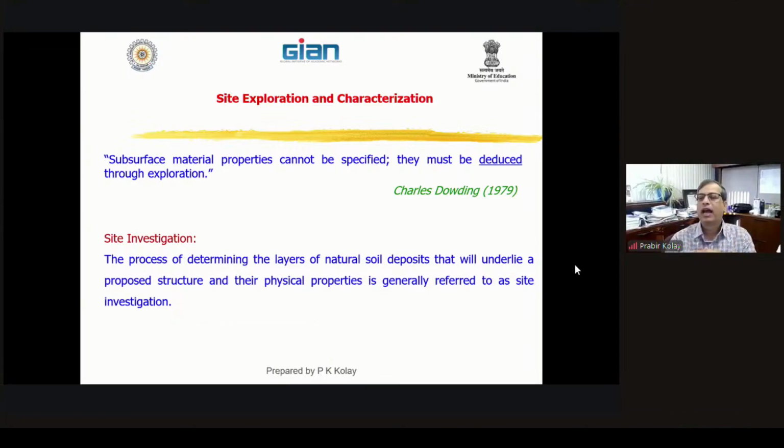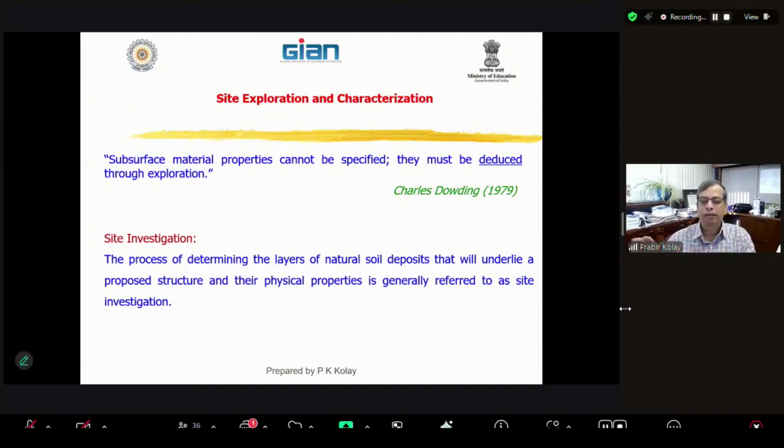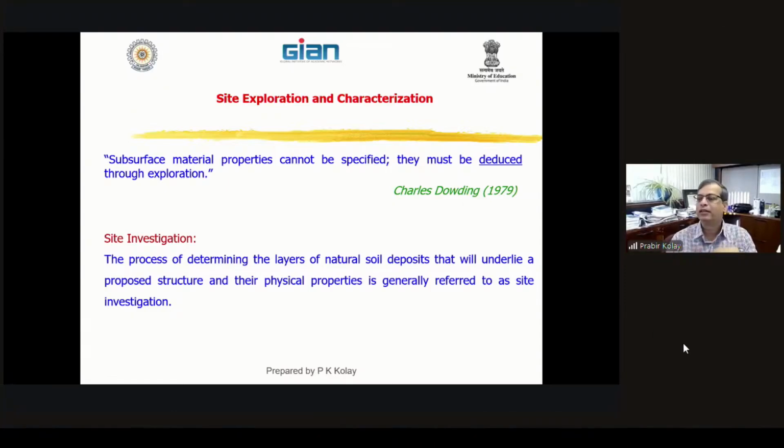It may be physical weathering, chemical weathering, or both physical and chemical weathering processes, and then different transporting. So there may be transported soils and residual soils, and these are formed over millions of years. So we really don't know what type of soil is below the ground. When you construct any structure on any soil, we need to know what type of soil is there. Okay, so that's the thing you need to understand.